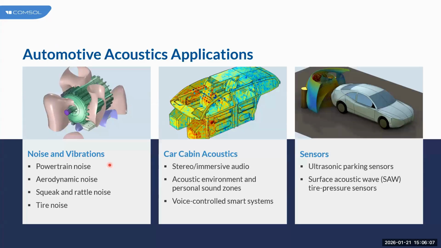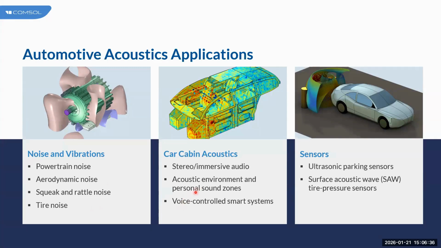To start with, automotive acoustic applications can fall under three different groups, which are listed here. Towards the left is the sound that we are not usually interested in hearing, which is the noise and vibrations. In analyzing noise and vibrations, you would predominantly model the coupling between acoustics and solid mechanics. The type of noise can be powertrain noise, aerodynamic noise, rattle noise, or tire noise.